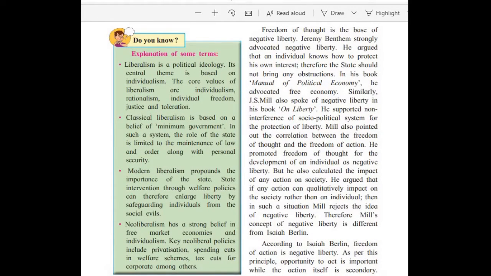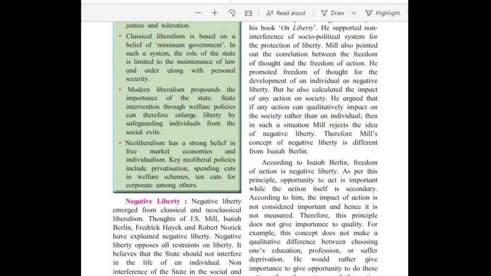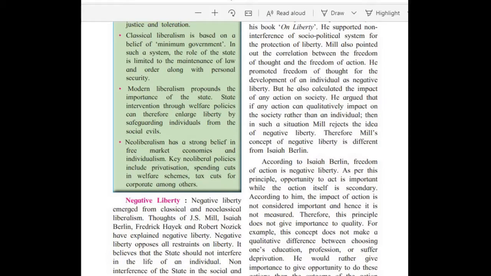Freedom of thought. Now, my dear students, when I say freedom of thought, according to Jeremy Bentham, an individual knows how to protect his own interest. Therefore, the state should not bring any obstruction. In his book, Manual of Political Economy, he advocated a free economy. Similarly, J.S. Mill spoke about negative liberty in his book On Liberty. He supported non-interference of the social and political system for the protection of liberty.